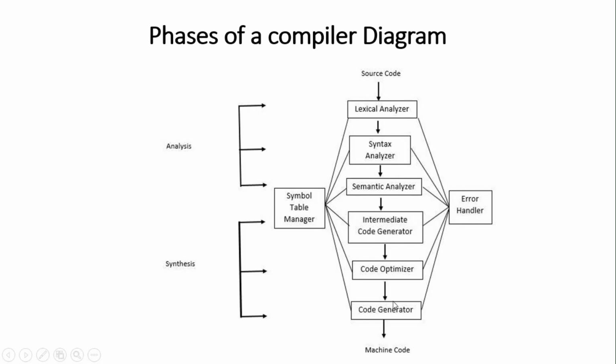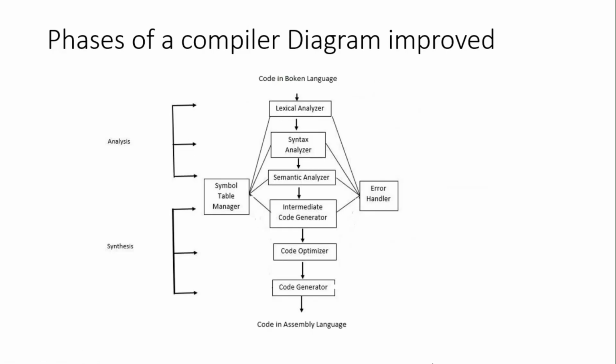The code optimizer and the code generator don't report back to the error handling. Any error that occurs here at the code optimizer and code generation stage is likely going to crash the program, that is, the whole application running. So a more improved diagram is this, which is practically attainable.